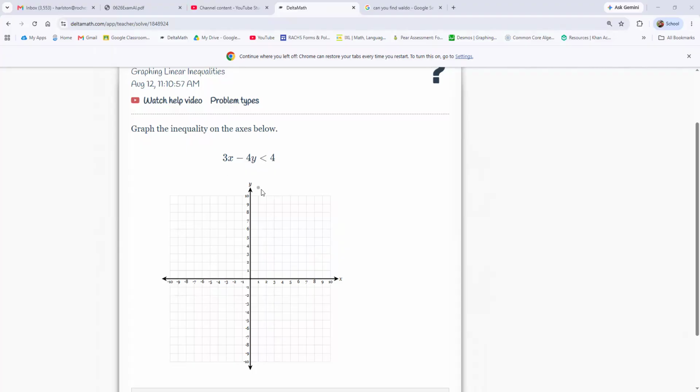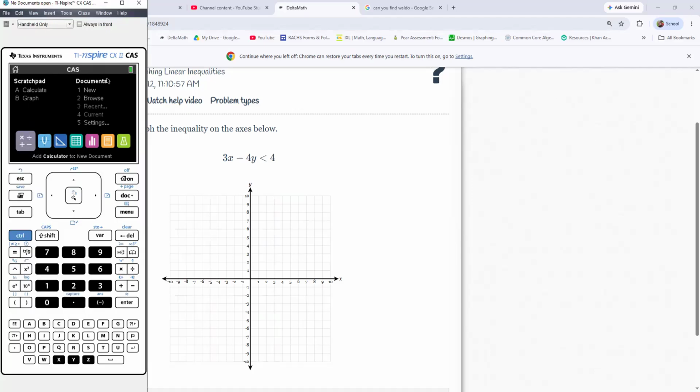This is a Delta Math question from an assignment that I made, and they want us to graph this inequality. Okay, so now this inequality is not in slope-intercept form, but we can still graph it easily. So here's what you're going to do. We're just going to grab the graph, and we are going to go to graph.